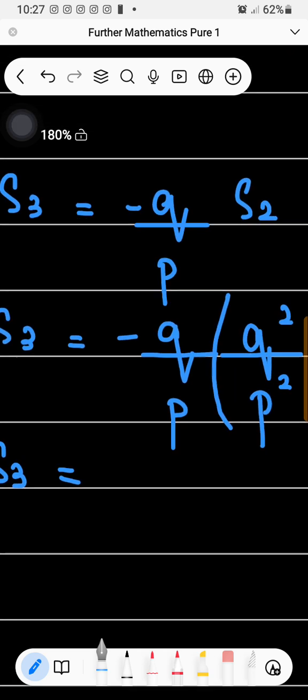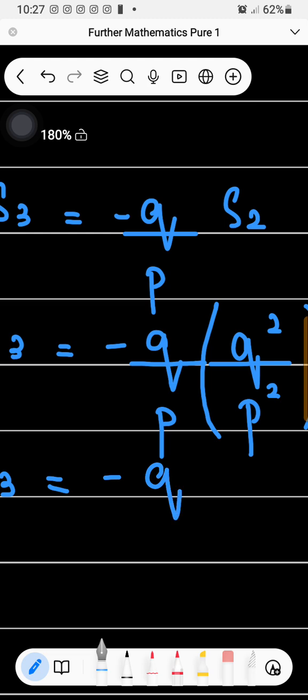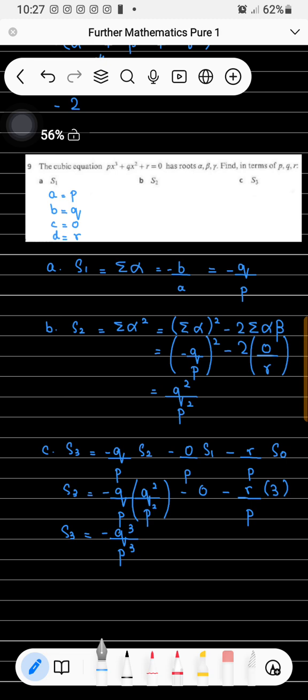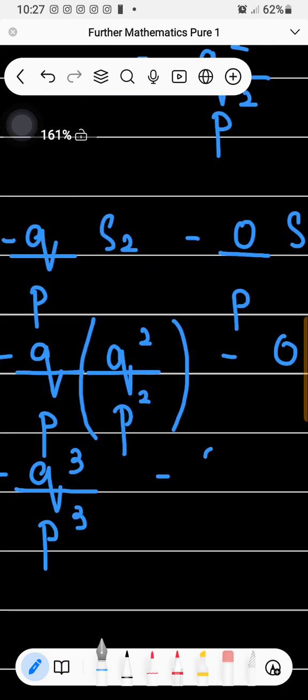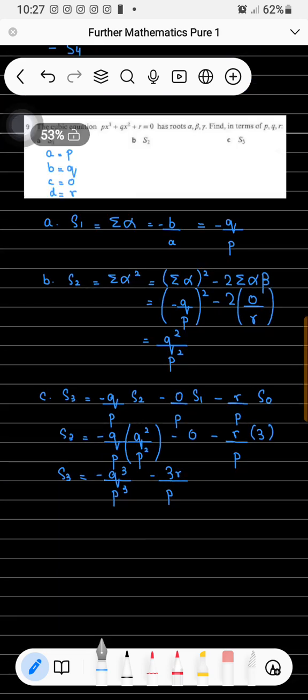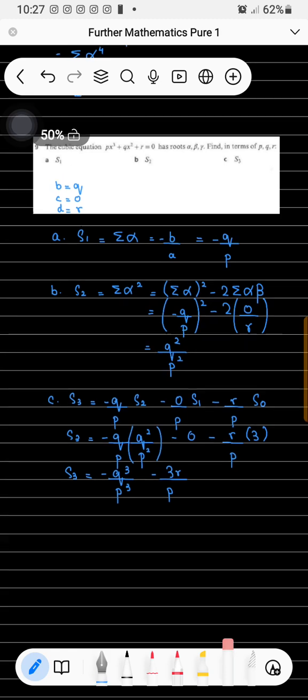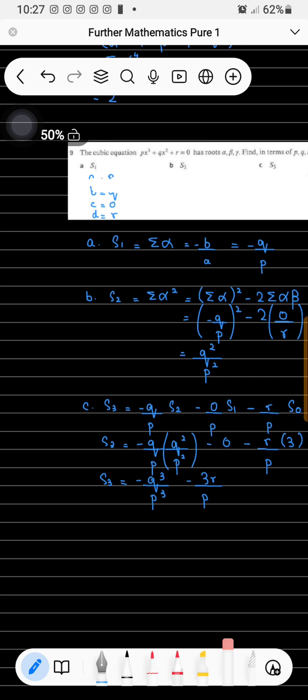Then we get S3 is equal to negative q cube upon p cube and negative 3r upon p. So this is our answer. Sorry for that mistake. And if someone has pointed out that mistake, so good, very good, and thank you for pointing that out.